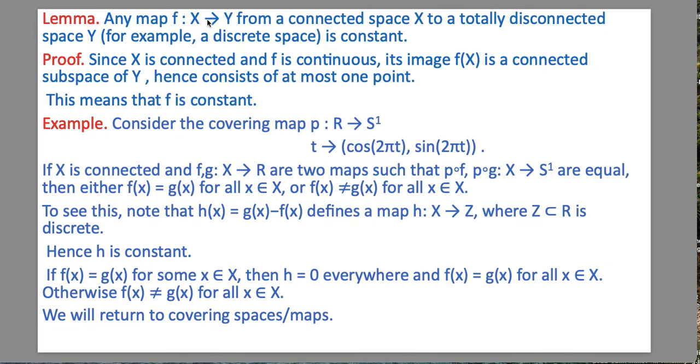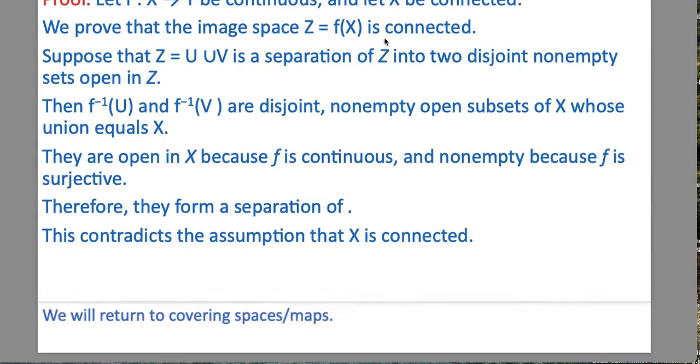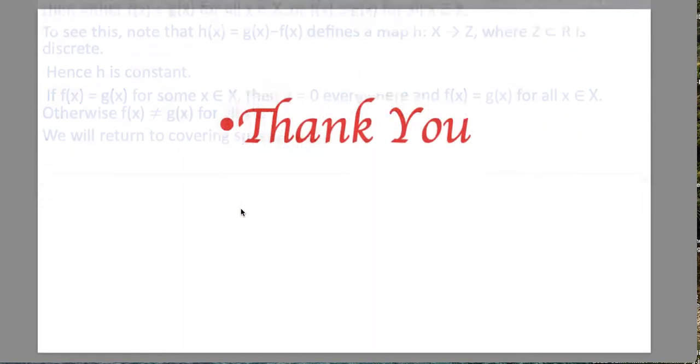Any map f from a connected space X to a totally disconnected space Y, for example a discrete space, is constant. Since X is connected and f is continuous, its image f(X) is a connected subspace of Y, as we have proved in this theorem: the continuous image of a connected space is connected. Hence f(X) consists of at most one point. This means f is constant. Thank you.